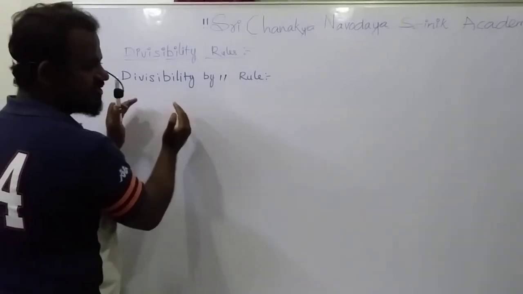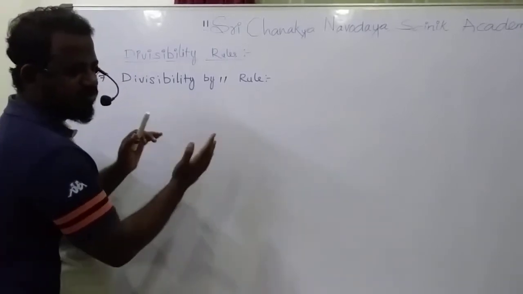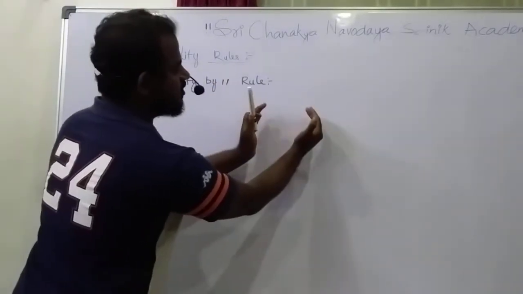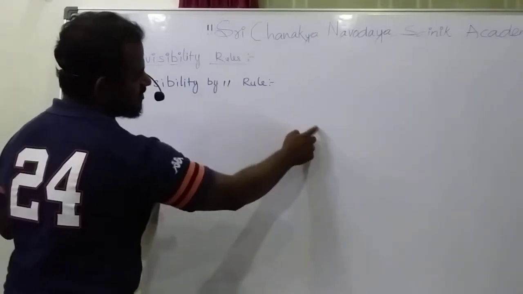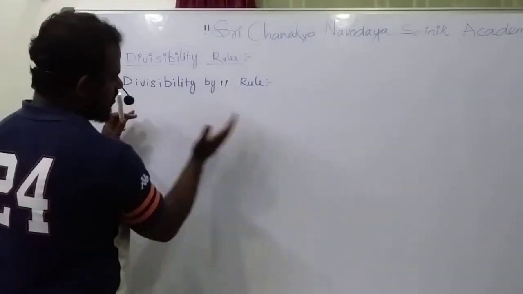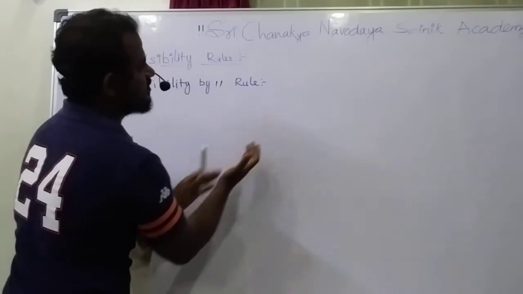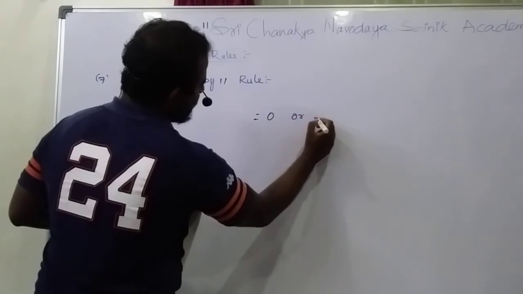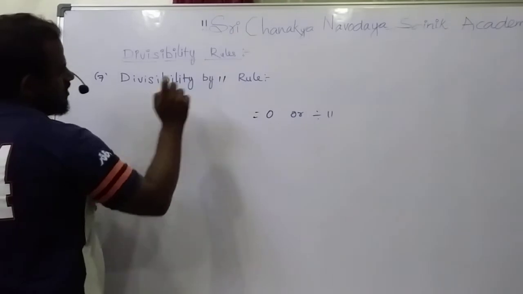We will take the given number into 2 sets: the digits present at odd places, and the digits present at even places. We will take one set's sum and the other set's sum, and do the subtraction. If the difference between the sum of digits at odd places and the sum of digits at even places is 0 or divisible by 11, then we will say that the given number is also divisible by 11.